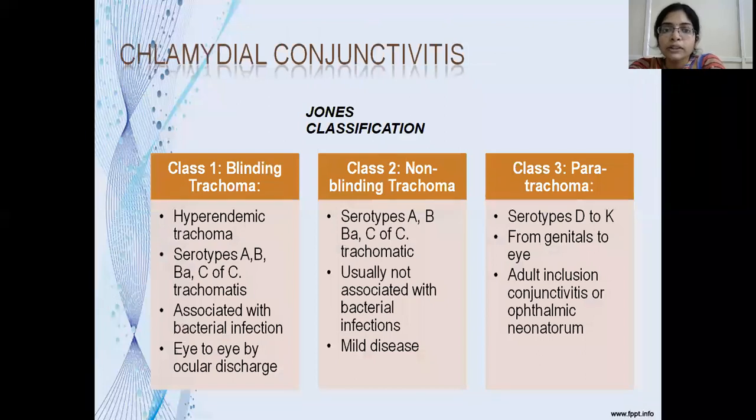Now, this chlamydial conjunctivitis can also be classified by the Jones classification. This Jones classification is again similar to the classification which we saw previously, where the serotypes from A to C form the blinding trachoma or the hyperendemic trachoma. So this trachoma is mainly transmitted eye to eye, by way of ocular discharge. The non-blinding trachoma is also caused by serotypes A to C, but this is a milder form of the disease. Now, paratrachoma, as we've already seen, is from serotypes D to K, and this is mostly from genital infection, which is spread to the eye.